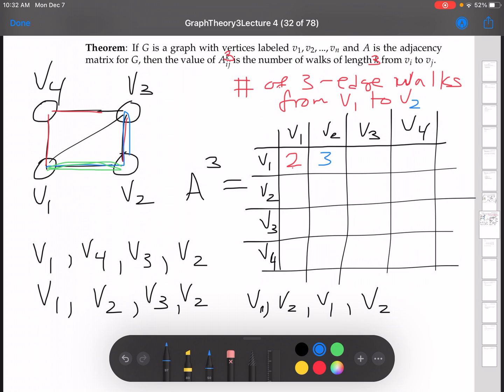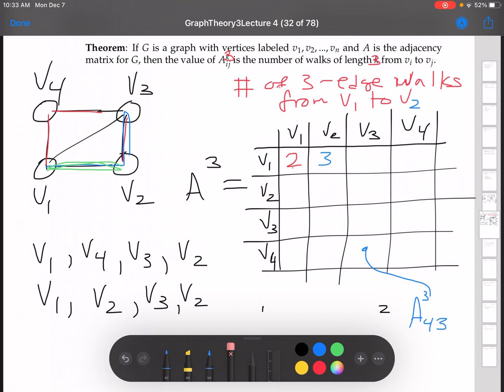And that's how these things go. We're counting the number of 3-edge walks, and that's each of these entries. Let's pick another one at random. How about this one here? This is A cubed, now going from V4 to V3. A cubed 4, 3. That number that's going to go in there is the number of 3-edge walks from V4 to V3.